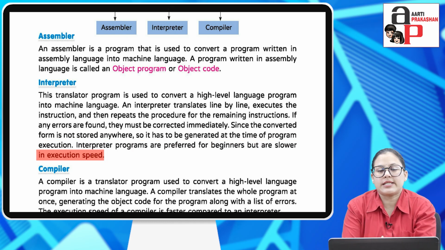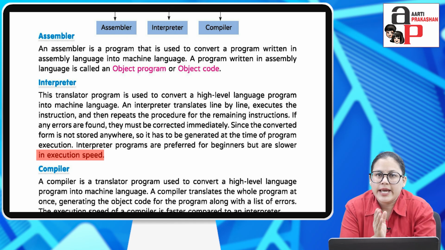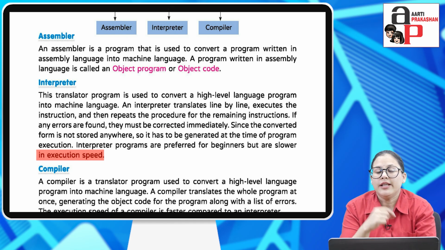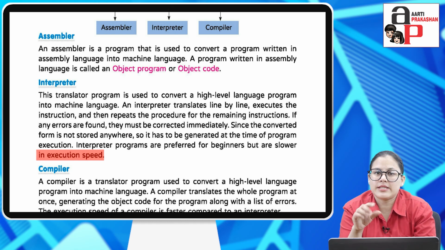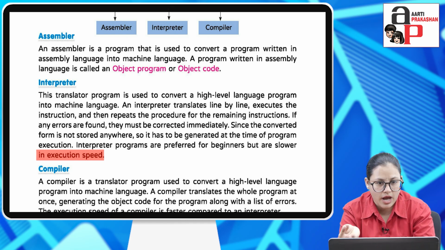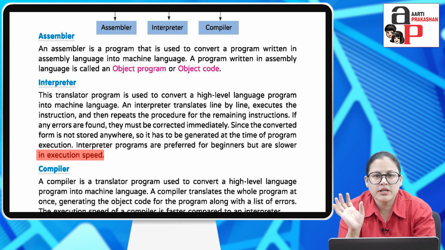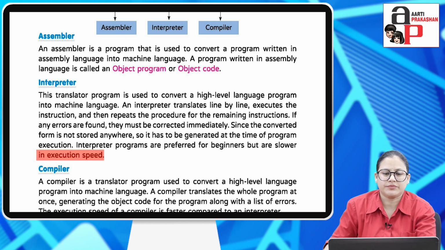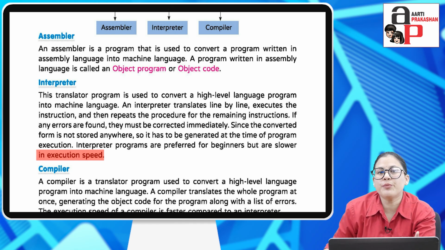We need a translator program to convert a high-level language into machine language. So, an interpreter translates line by line and simultaneously executes the instructions, and then again repeats the procedure for the remaining instructions. So, if there are any errors, they must be corrected immediately. Okay. So, interpreter programs are preferred for beginners.